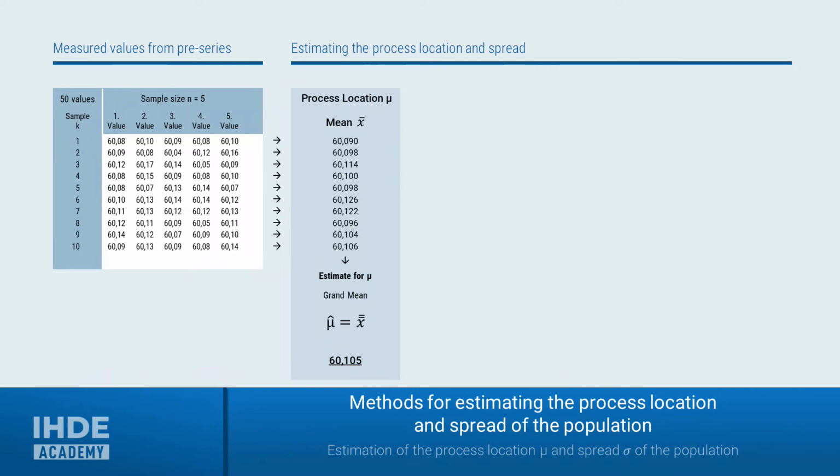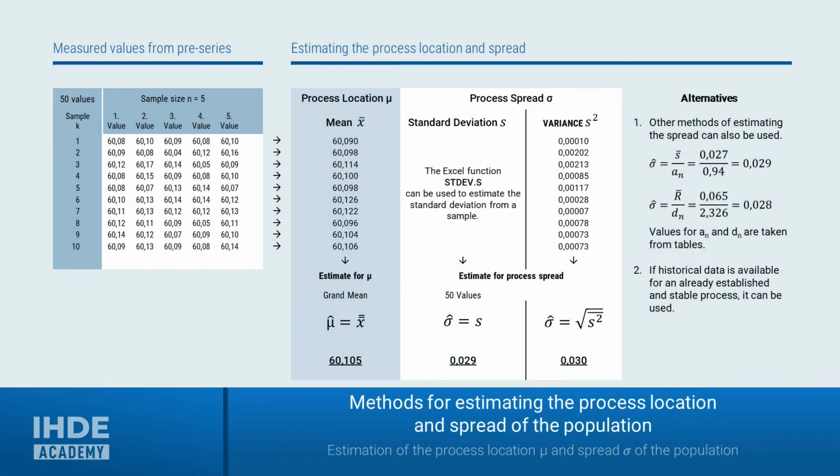The mean value was calculated from 5 individual values and written in the right-hand column. The grand mean value was in turn calculated from these mean values. The grand mean is the average of the means, recognizable in the symbol by the 2 dashes above the X. The grand mean has a value of 60.105 mm.